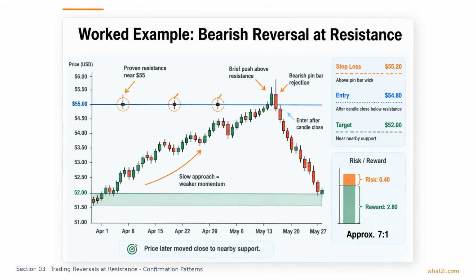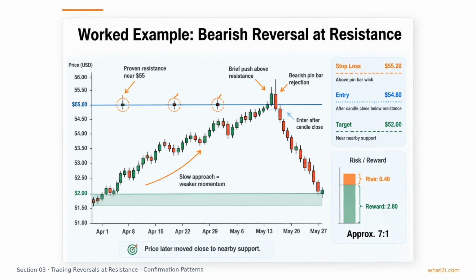Imagine a stock rising slowly toward well-defined resistance near 55 after reversing there several times before. The slow approach suggests momentum is not especially strong, and then price briefly pokes above resistance before forming a bearish pin bar. If the entry comes after the close at 54.80, with a stop at 55.20 above the wick, the risk is about 40 cents per share. A nearby support target at 52.00 offers about 2.80 of potential reward. That creates an unusually favorable reward to risk profile, roughly 7-to-1, built from structure rather than hope.